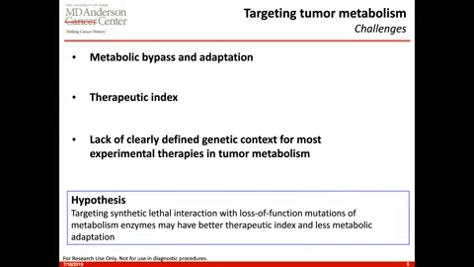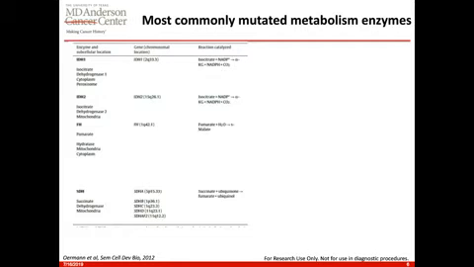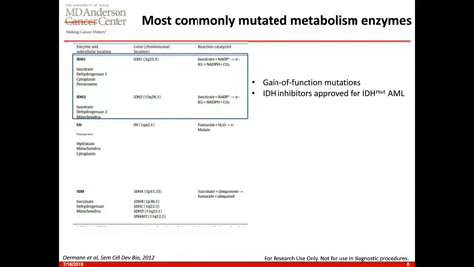So the cancer genome sequencing network has identified oncogenes and tumor suppressors. For the metabolism enzymes, there are a few most commonly mutated enzymes that serve as metabolic oncogenes or tumor suppressors. The most commonly mutated one is IDH, IDH1 and IDH2. These are gain-of-function mutations, so basically these are oncogenes. The gain-of-function mutations on IDH alter epigenetic function, and that will drive tumor formation. Work pioneered by Agios and others, and most recently Agios have developed IDH inhibitors that have already been approved for IDH-mutated leukemia. Now, these are the metabolic oncogenes.